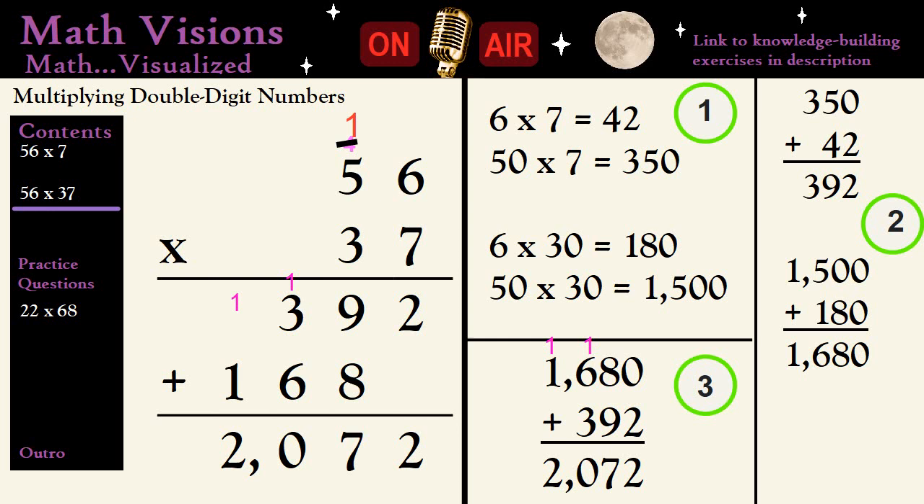You'll notice in our exploded view, if we add the answers of 6 times 7 and 50 times 7, as well as those of 6 times 30 and 50 times 30, our answer is also 2072.